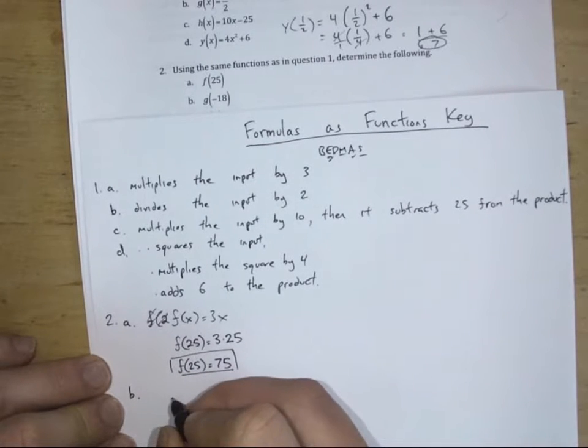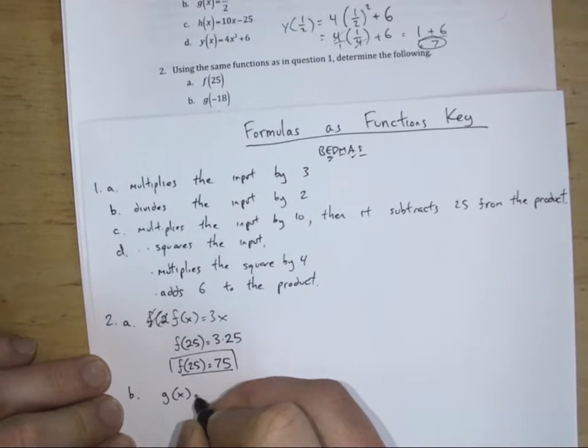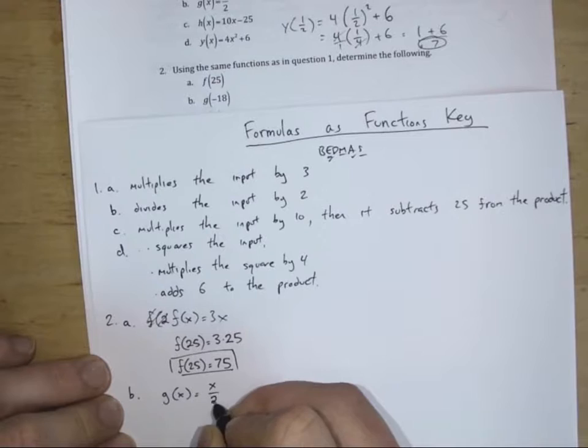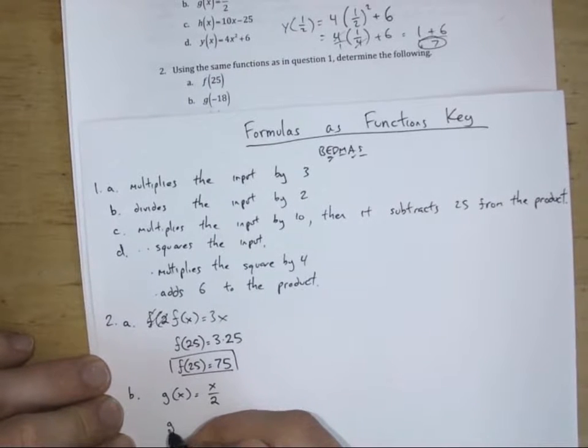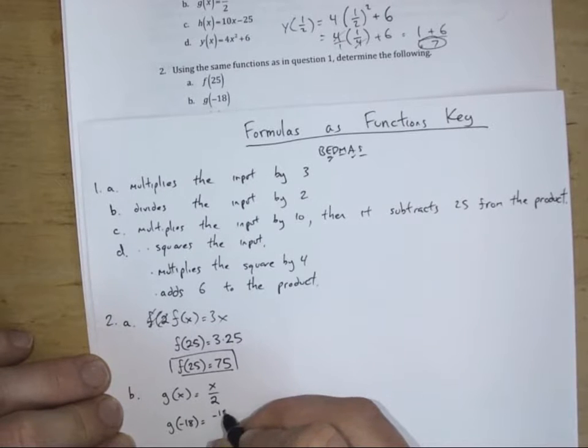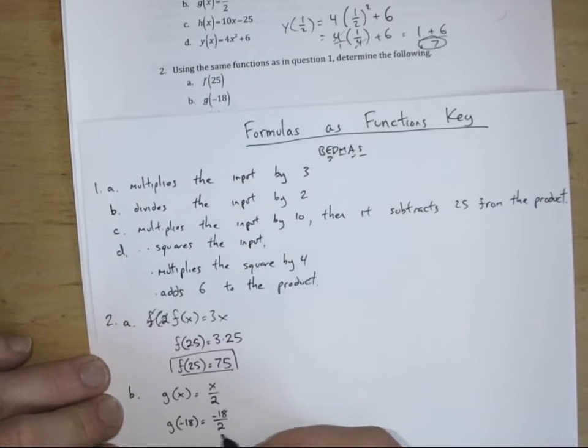B, we get g of x. Well, g was the function that divides our inputs by 2. So we could say, okay, well, g of negative 18, as a number, it's going to be negative 18 over 2. And we could say then that g of negative 18 really simplifies to half of negative 18, which is negative 9.